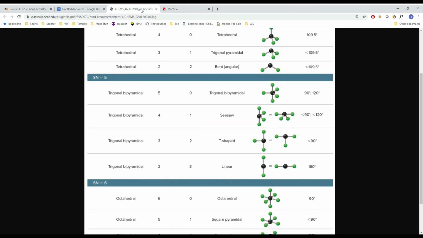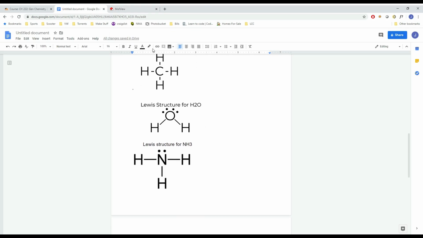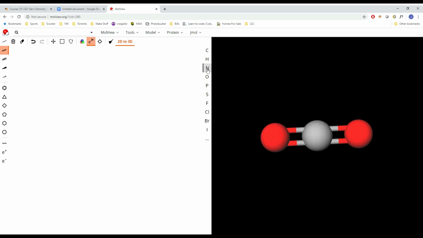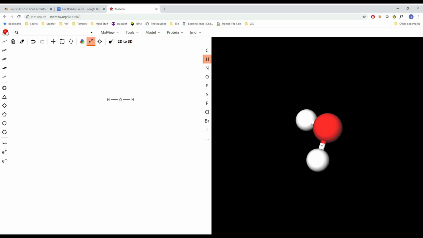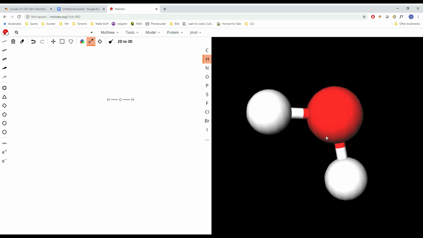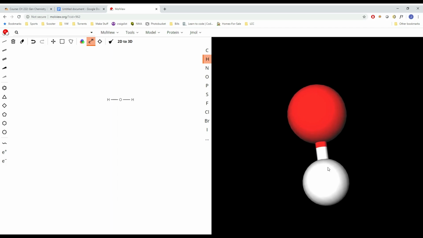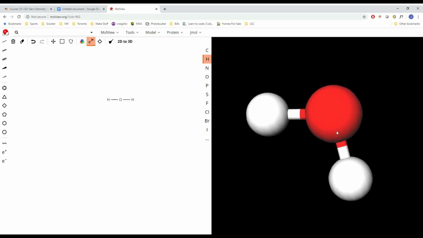Now, if we look at something like water, H2O here, go oxygen, hydrogen, hydrogen, get 3D of that. This has polar bonds. Oxygen and hydrogen are going to be polar, so that's a polar bond right here. This is a polar bond right here. And they're not going to cancel out because this hydrogen is not directly across from this hydrogen.